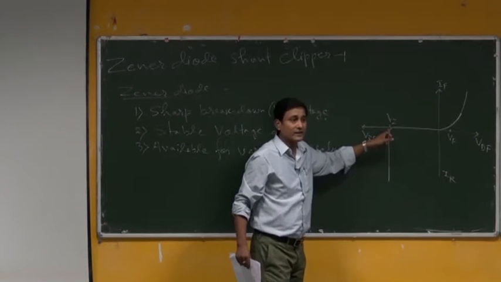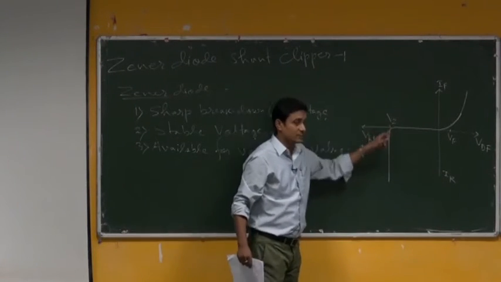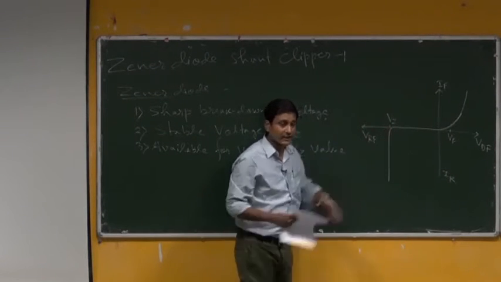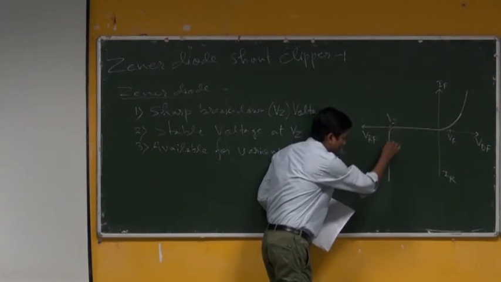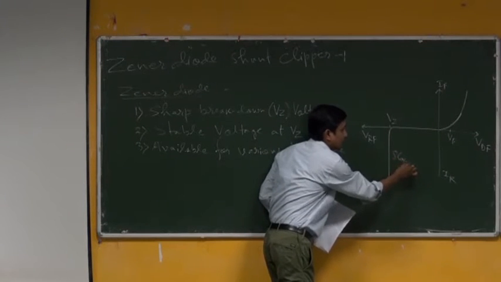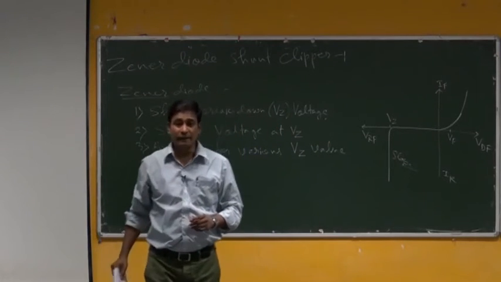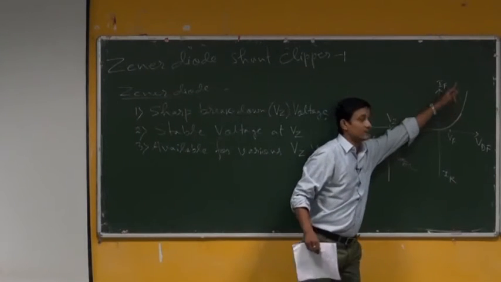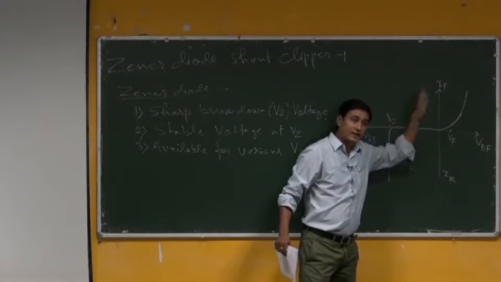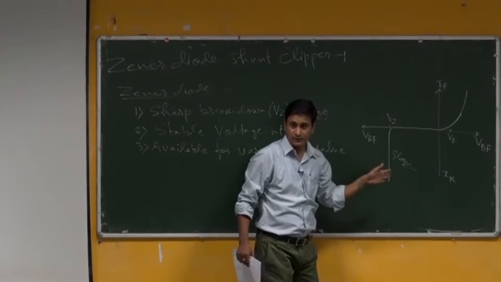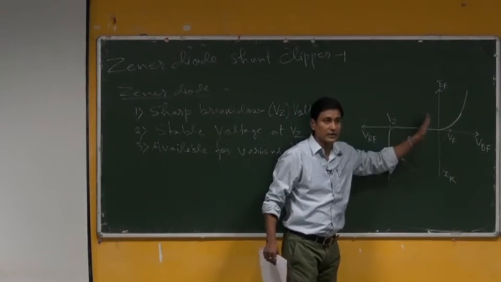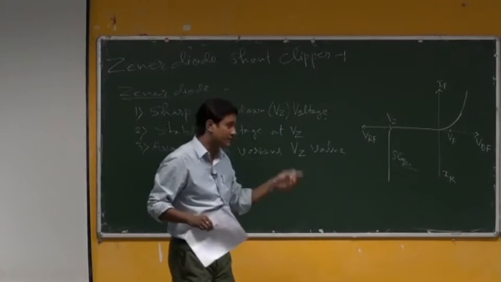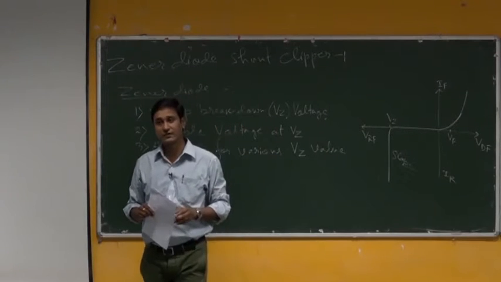Since it is designed for this breakdown operation, this Vz will be so fixed that the slope of the current drawn here will be approximately infinity. So immediately the current will go very high, which is not possible in the forward direction of the same Zener diode. In the forward direction, it is not possible to get that high a change of current, but in the reverse direction at the breakdown you can get that, which is very much useful.